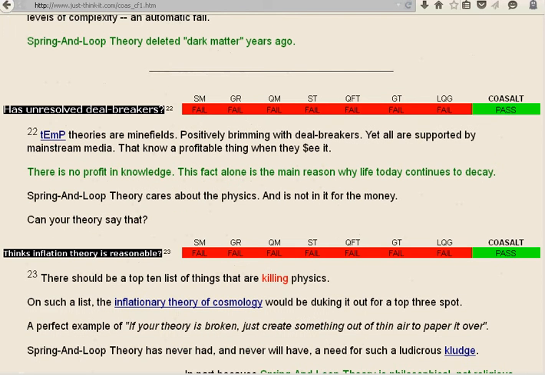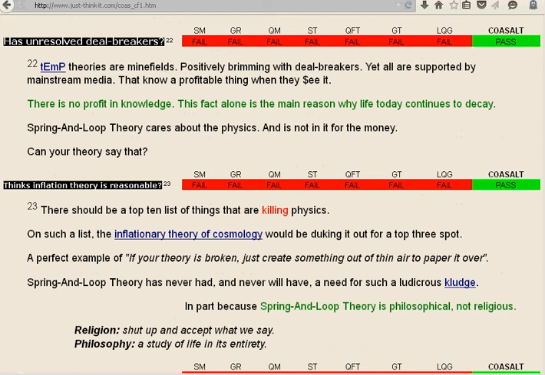Number 23. Does the theory think the inflationary theory is reasonable? There should be a top 10 list of things that are killing physics. On such a list, the inflationary theory of cosmology would be duking it out for a top 3 spot. A perfect example of, if your theory is broken, just create something out of thin air to paper it over. Spring and loop theory has never had and never will have a need for such a ludicrous kludge, in part because spring and loop theory is philosophical, not religious. Religion: shut up and accept what we say. Philosophy: a study in life in its entirety.